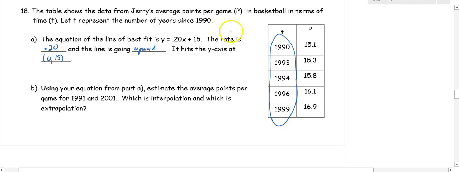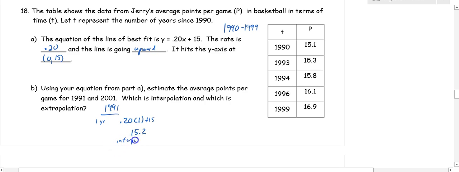Looking at our data points, we know that the range is from 1990 to 1999. The first year that they want us to find is 1991, which is 1 year from when it started. So we have 0.20 times 1 plus 15, which gets us 15.2. This is interpolation because it's in the range of the data. And then 2001 is 11 years from when it started. So we have 0.20 times 11 plus 15, and we get 17.2 points. Now 2001 is outside of the data range because our data range went up to 1999, so this is extrapolation.